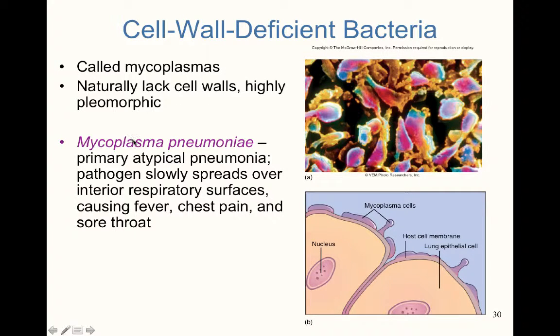And then the Mycoplasma. So please remember, this is the one genus that naturally lacks a cell wall, and because of this, it is highly pleomorphic. So Mycoplasma pneumoniae is the causative agent of primary atypical pneumonia, and pneumonia associated with fever, chest pain, and sore throat.